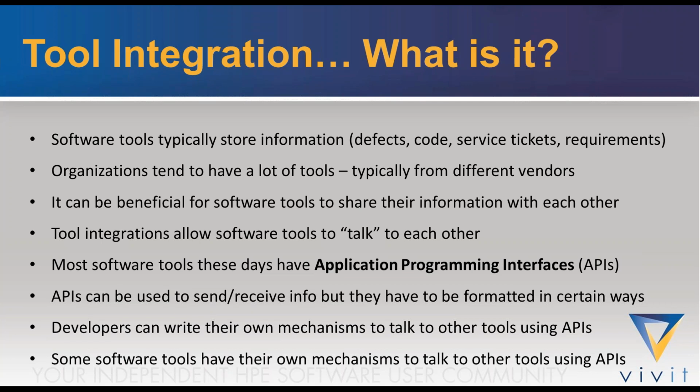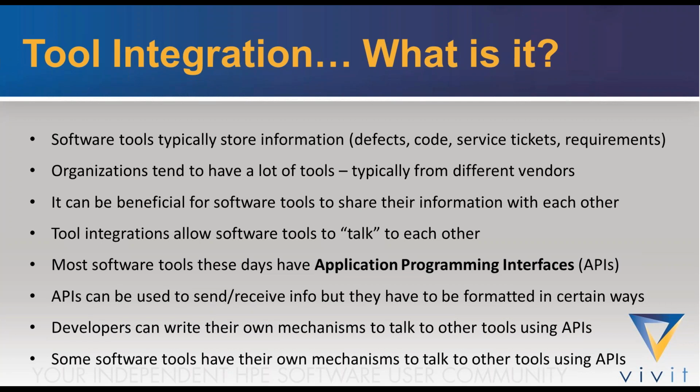A lot of software tools these days have what are called APIs, application programming interfaces. And APIs are great ways to send and receive information between tools. API calls are formatted certain ways, and you've got different platforms and protocols like SOAP and REST. But these APIs are that basic mechanism for exchanging information. Developers can write their own mechanisms to utilize these APIs to share information, and there are even some software tools that develop their own mechanisms and have that as part of their product.